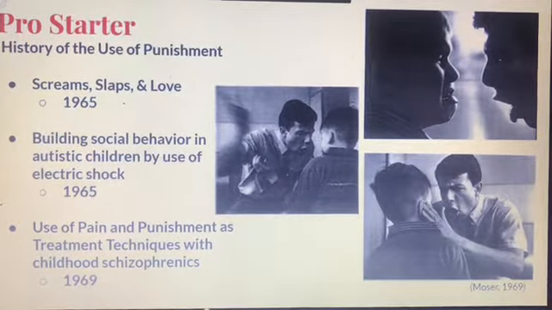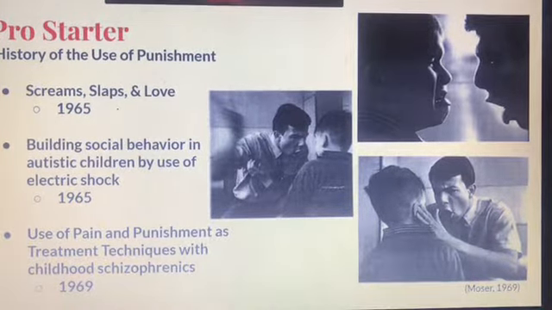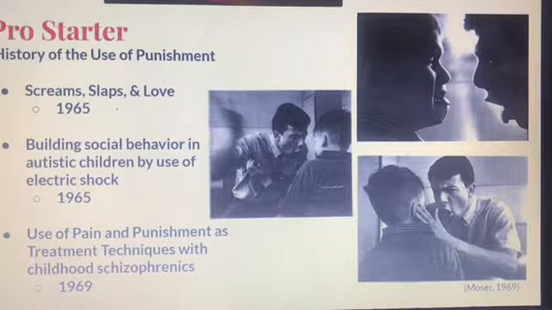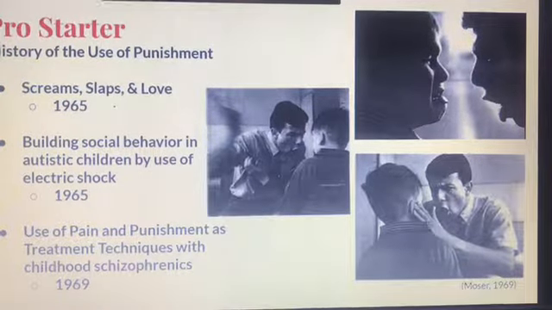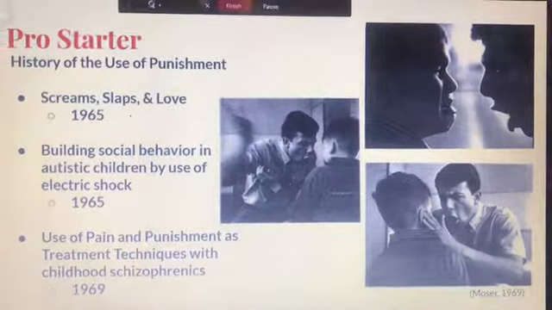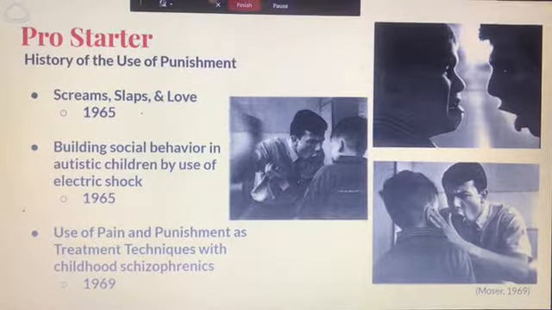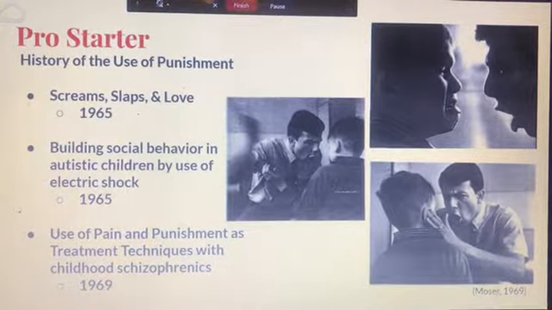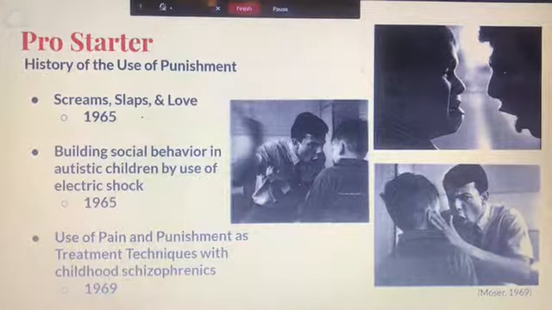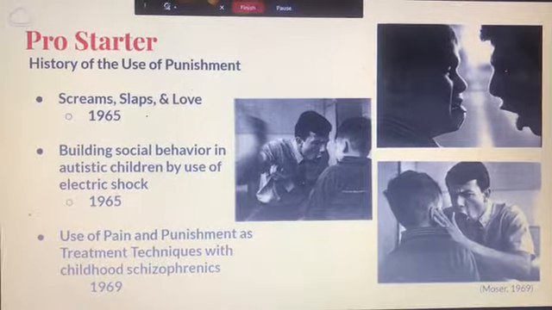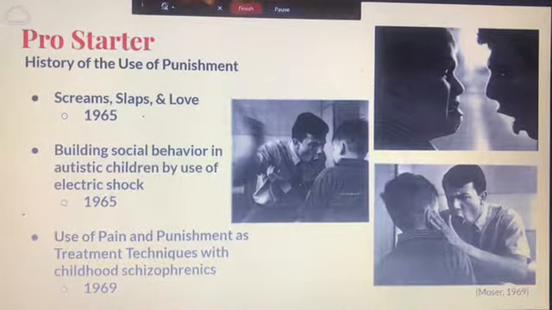Four years earlier, in 1959, the use of pain and punishment as a treatment technique with childhood schizophrenics was also published. This experiment also used electric shock, accompanied with slapping, in order to gain insight on the effectiveness of pain and punishment as a treatment for children with schizophrenia. The following points provide evidence as to why this technique was effective. Punishment tends to alter behavior by suppressing responsiveness. When given on a contingent basis, the suppression is more specific, and punishment for incorrect responses facilitated learning of the correct response.